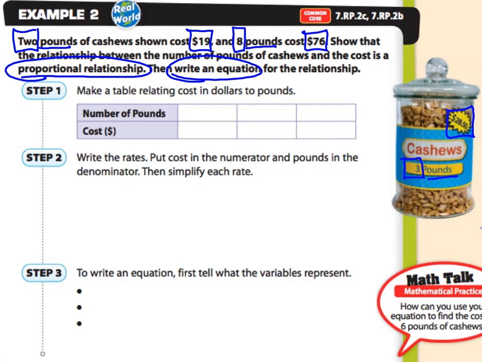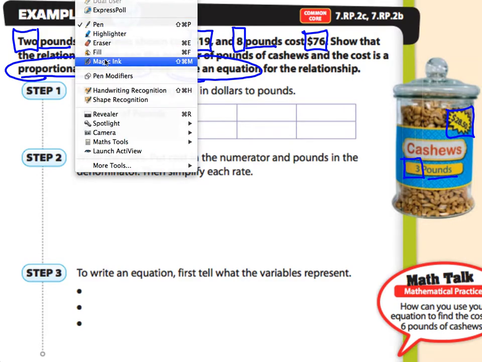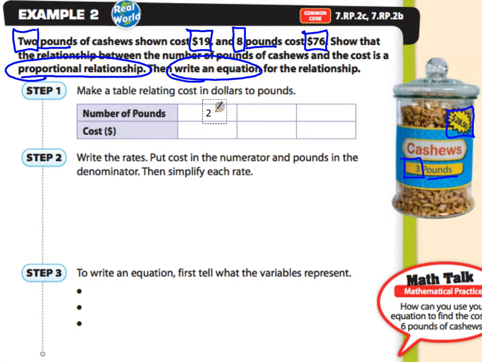Okay, so first we're going to make a table. We don't always have to make a table, but we're going to make a table so that we can get used to using tables to help us write our equations and form proportions. Okay, so writing our table, I have the 2 pounds that cost $19, the 3 pounds that I see from my picture over here that cost $28.50, and 8 pounds that cost $76.